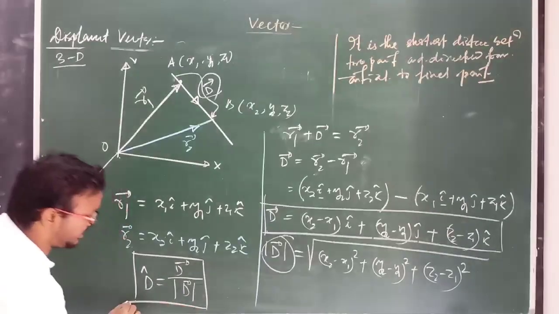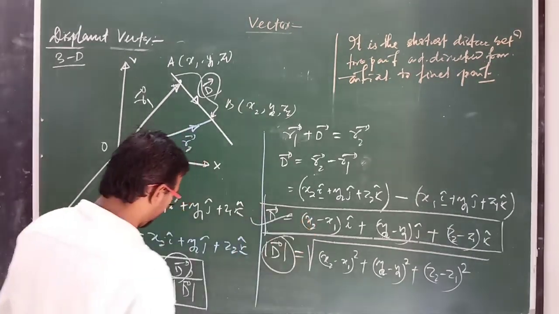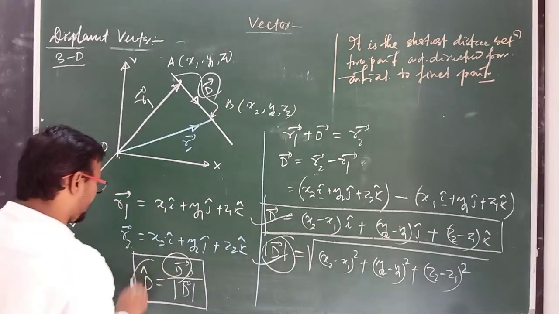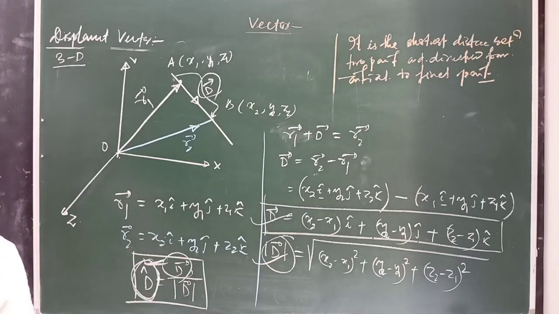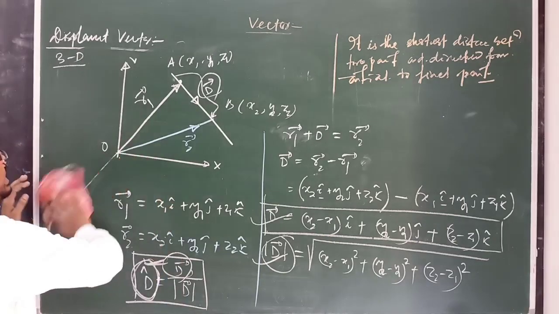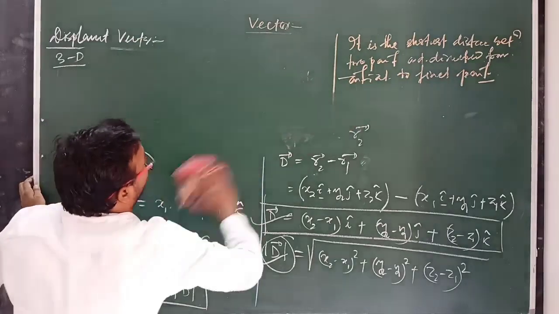This is known as the unit vector, where d vector is the displacement vector and this is its magnitude, then you will get the unit vector of the displacement vector. Clear? So these are all about the 2-dimensional and 3-dimensional case of position vector and displacement vector. Clear? Okay.